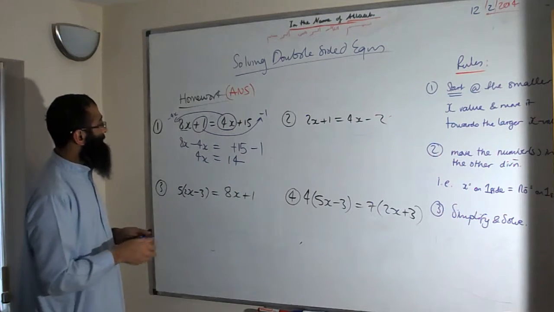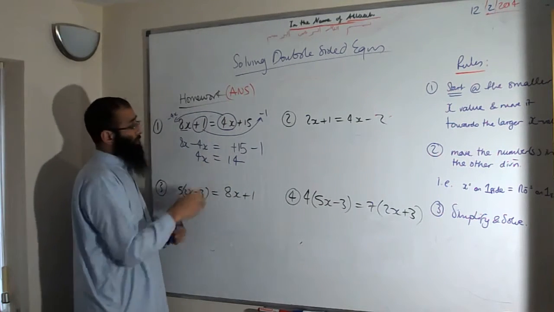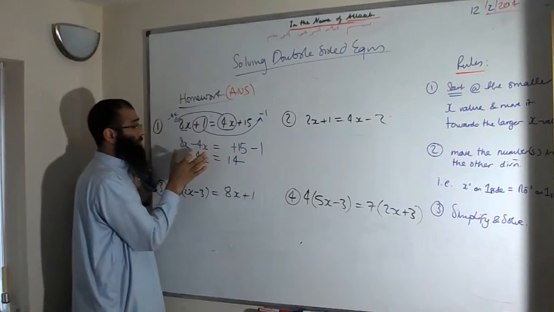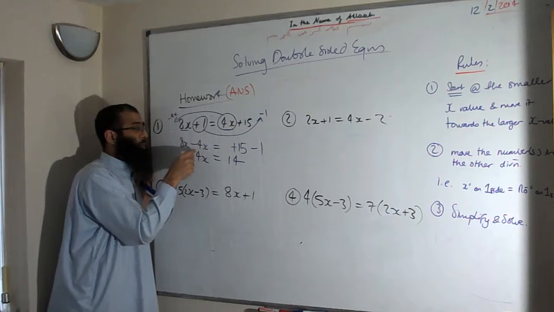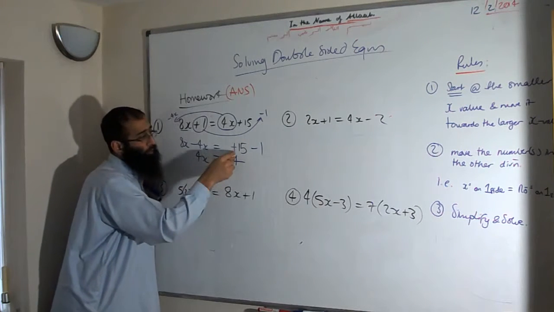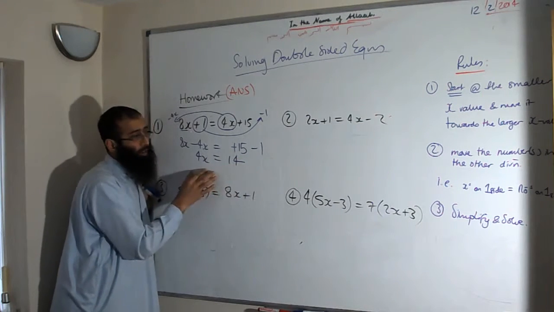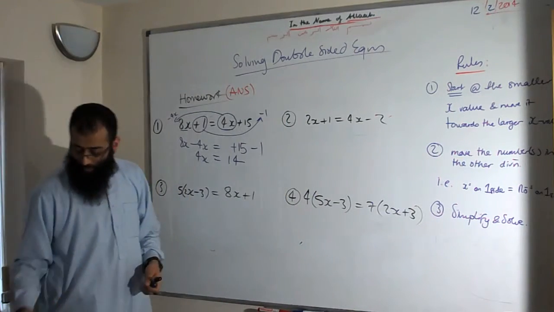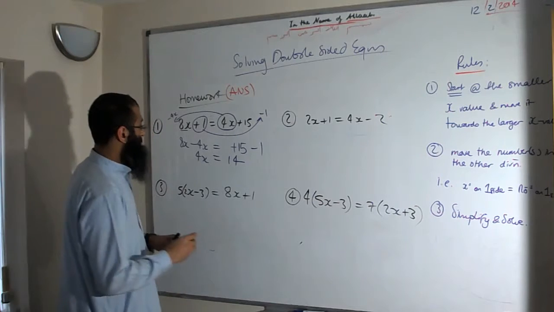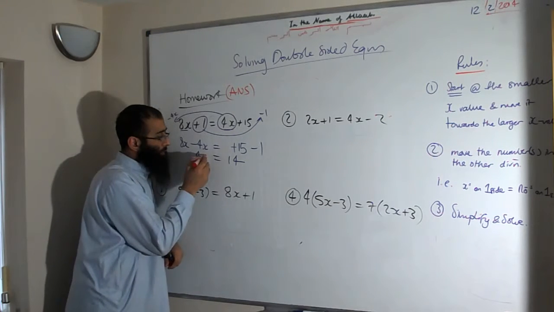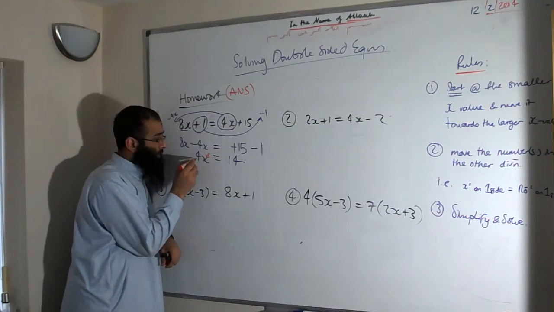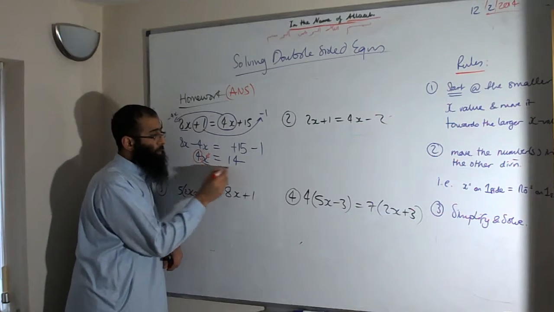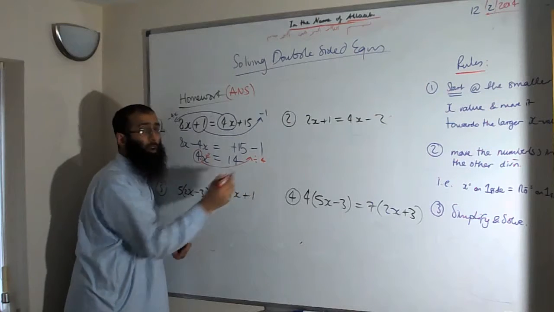Okay, now we need to solve. So we moved the x's onto one side, the numbers on the other side, and we've simplified. 8x take away 4x is 4x, that's simplifying it. 15 take away 1 is 14, we've simplified. One more step left, which is solve. Okay, now to solve it, we'll look at the x. We want to get the x on its own. x has been timesed by 4. The opposite of times by 4 is divide by 4.